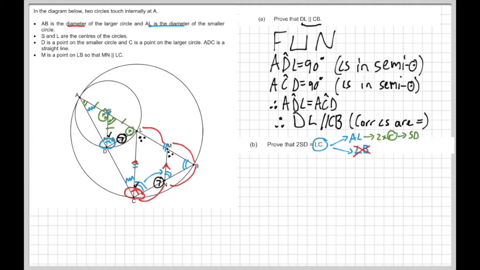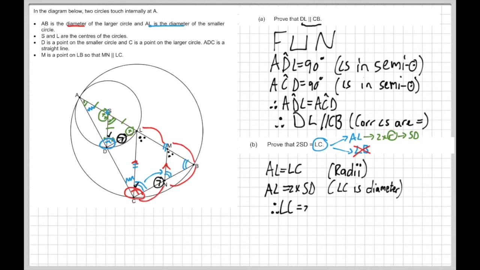So now I've just got to write this down for the examiner. First of all, AL is equal to LC because they are radii of the big circle. Then AL is actually 2 times SD because AL is the diameter. And therefore LC is 2 times SD. Not very complicated at all.